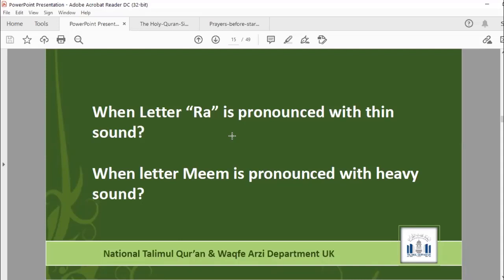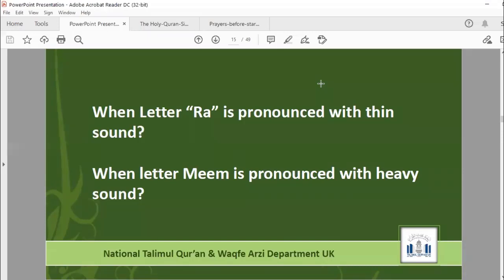When letter Ra has got Fatha or Dhamma, as you rightly said, it's a thick sound. And when it has Kasra, then it's a thin sound. Okay, Jazakallah. Yeah? And what the next question? Meme is a gunna. So when it carries a meme is pronounced with a heavy sound, it has a kasra. It's a shadda, and it carries a kasra before it.